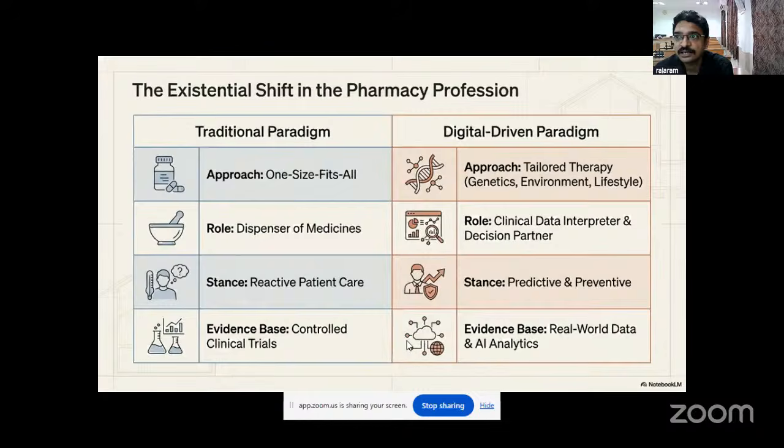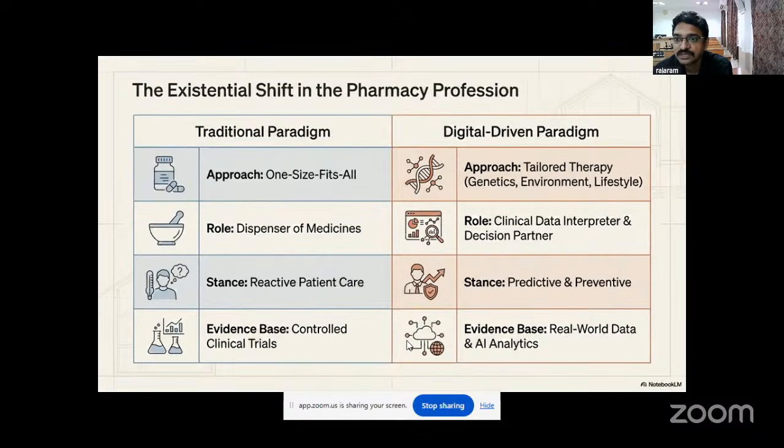Now what the PCA has added is tailor-made therapy for patients. What are the different systems that should be imbibed so that traditional medicine is shifted to digital-driven and more precise medication? The role was just dispensing previously. Now the role would be clinical data interpreter and also a very accurate, precise, and patient-centric decision partner. Reactive patient care was the previous method. Now we are being transformed into predictive and preventive medicine.